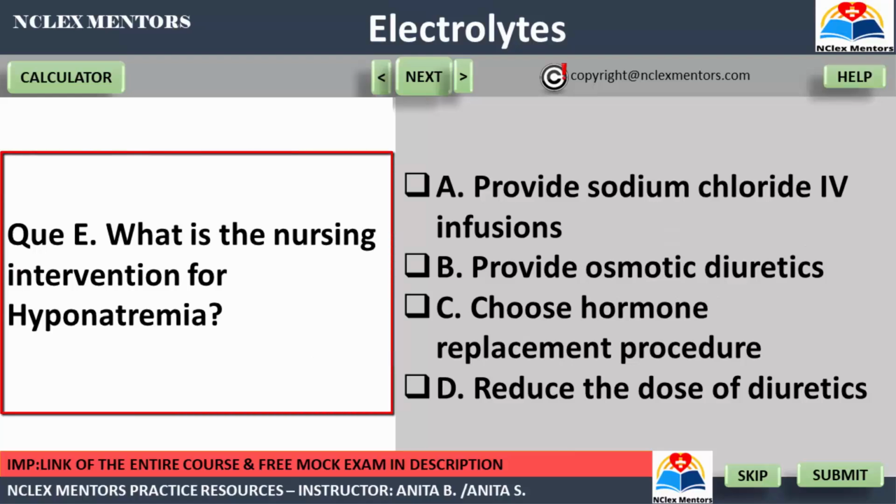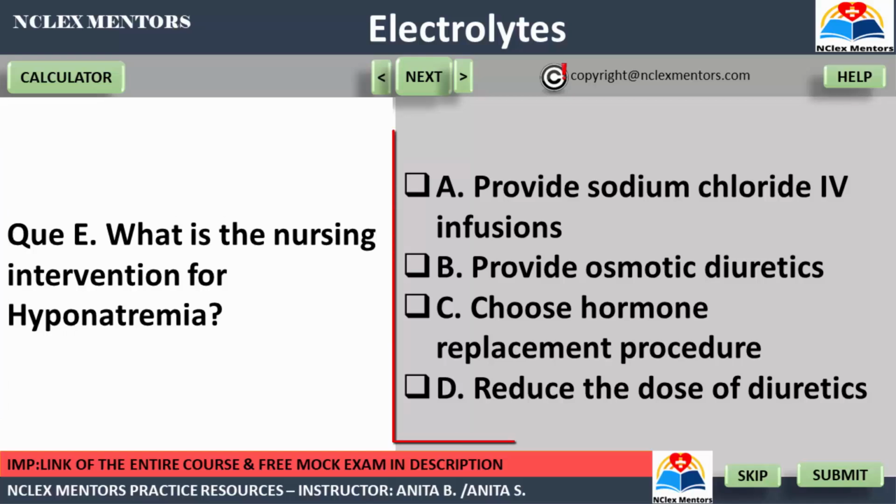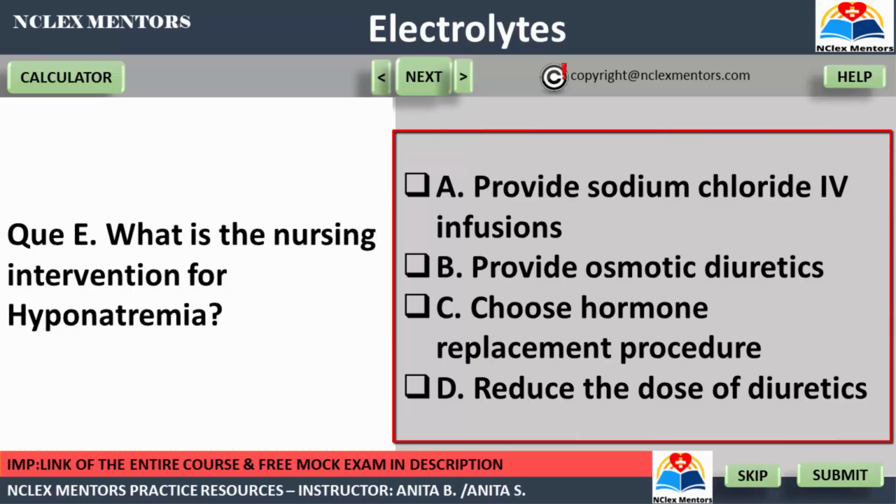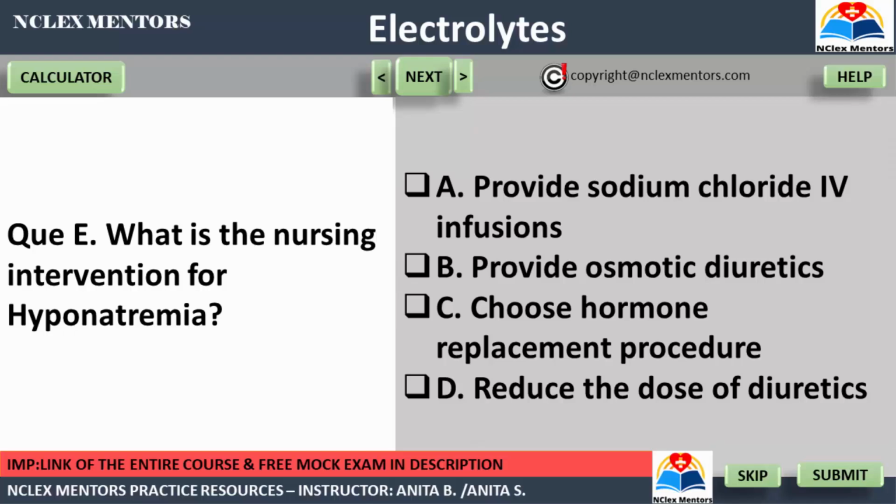The options given to you for this question on the screen are: Option A, provide sodium chloride IV infusions. Option B, provide osmotic diuretics. Option C, choose hormone replacement procedure. Option D, reduce the dose of diuretics. Take your time to go through the question and each of these options. The timer starts on top right corner of the screen, but if you need more time, you can pause the screen as well.